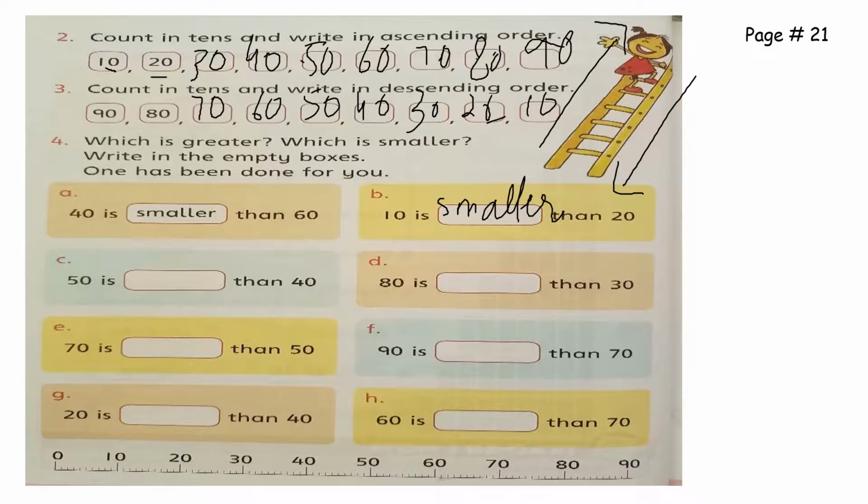Okay, 50 is greater than 40, so we'll write greater here. The next one is 80 is greater than 30, so again we will write greater here. And similarly you have to do the rest of the parts by yourself. These 4 parts you have to do by yourself. You just have to compare the numbers and see which one is greater and which one is smaller.